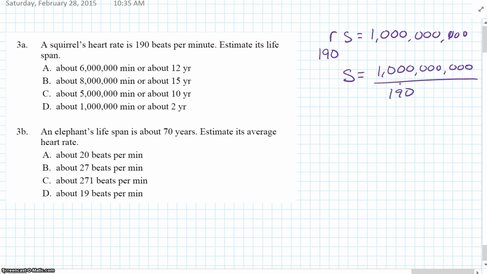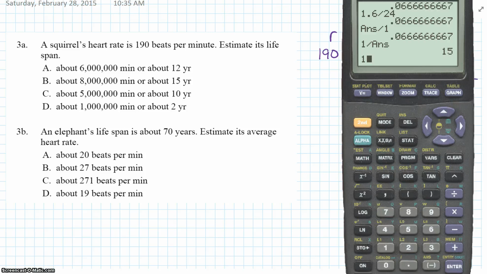So if the squirrel's heart rate is 190, its lifespan is 1 billion over 190. So let's do the math. 1 billion divided by 190. Okay, so that's going to give me minutes of a life, correct? Well, how many minutes in an hour? So divide by 60. How many hours in a day? 24. And how many days in a year? 365. So a squirrel's lifespan is about 10 years.